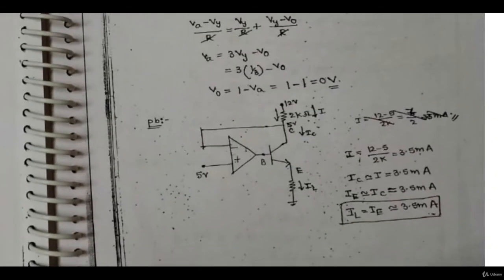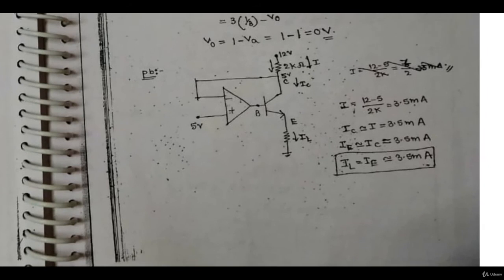Then next question you can see here, 5 volts, this is connected to this node C. Then there is a transistor, B base, collector, emitter, IL is the current flowing through this resistor, we don't know, and 2 kilo ohm resistor. I is the current flowing through this, 12 volt is the VCC.